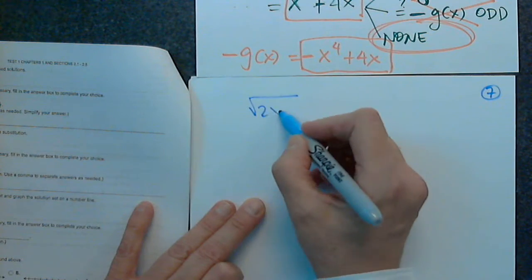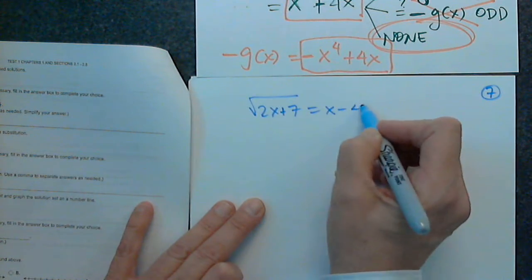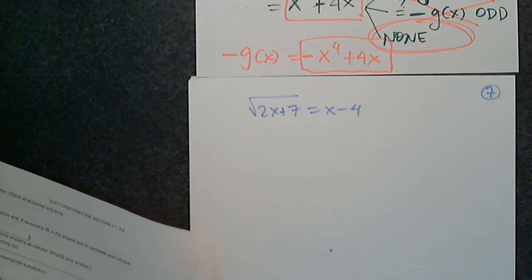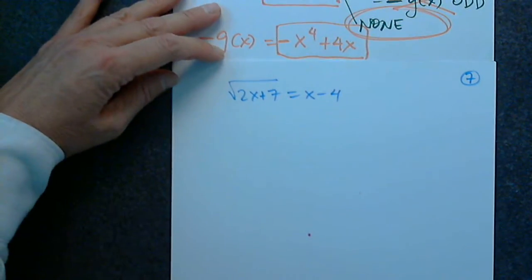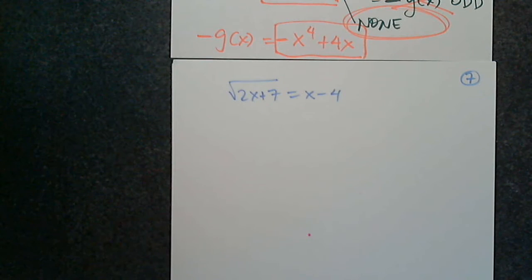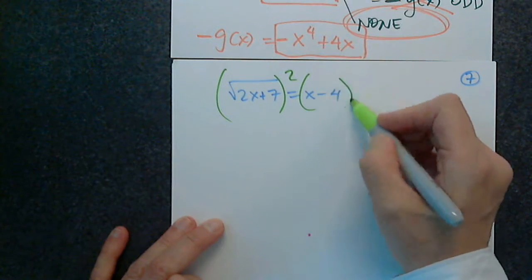So the square root of 2x plus 7 equals x minus 4. What type of equation is this? Careful. Radical, because it has a radical in it. How do we solve this equation? Excellent. We have to square both sides.